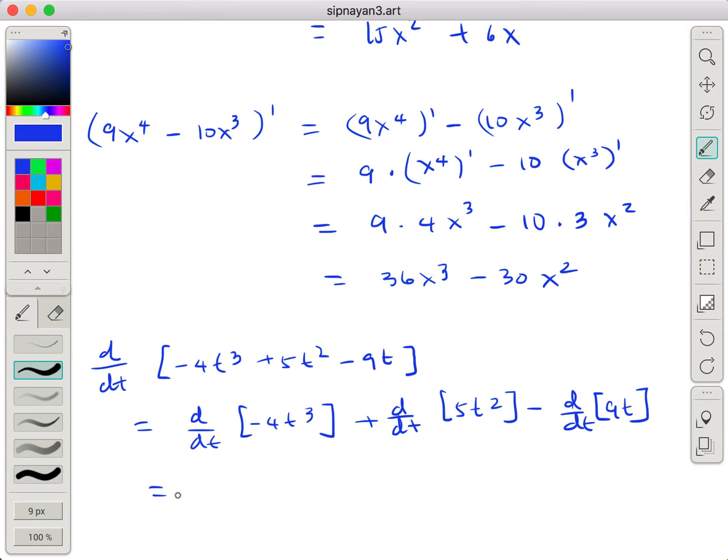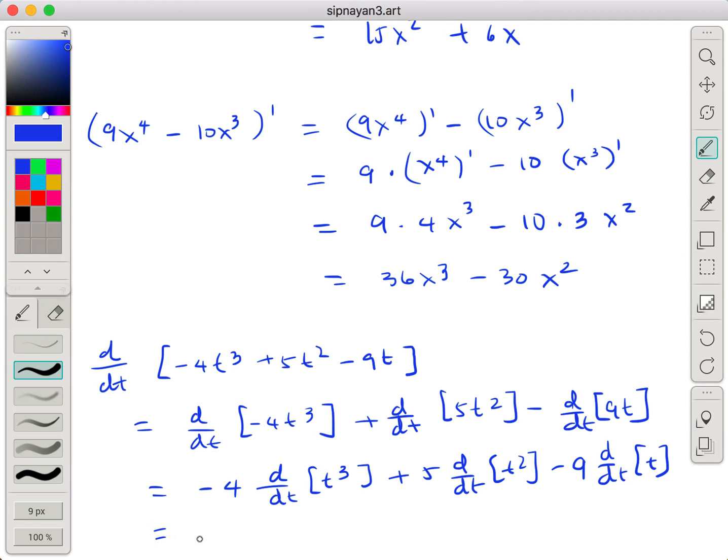Okay? So, pwede na tayong mag-shortcut, no? Hindi na natin dadaanan yung anyway, daanan na rin natin para masanay kayo. Negative 4 times the derivative of t cubed plus 5 times the derivative of t squared minus 9 times the derivative of t. So this is equal to negative 4 times 3t squared, no? Derivative ng t cubed is 3t squared. And then we have plus 5 times 2t to the first power. So nilagay natin yung 2, binawasan natin ng isa. And then we have 9, the derivative of t, no?